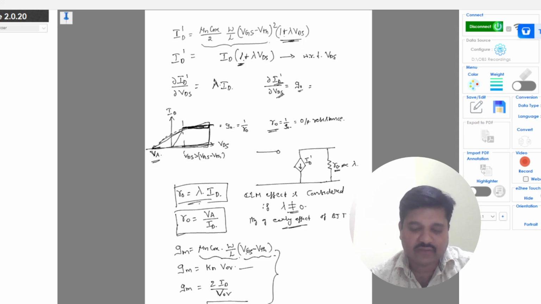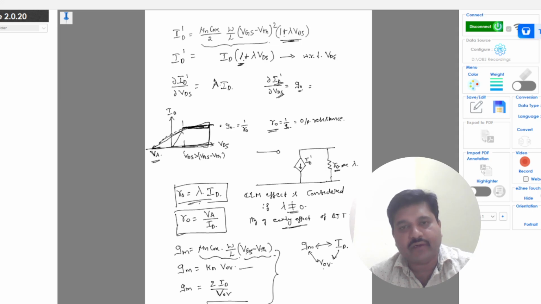Why I am mentioning this here is that basically this transconductance, the current ID and the overdrive voltage VGS minus VTH, the DC analysis is basically done between these three parameters. If you know any two of them, you can find out the third one.